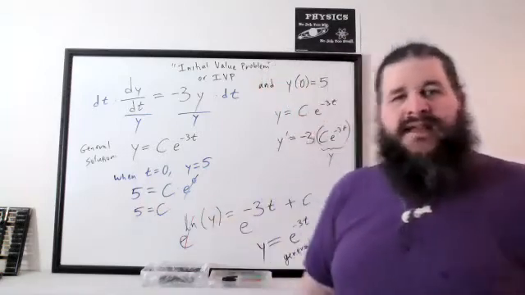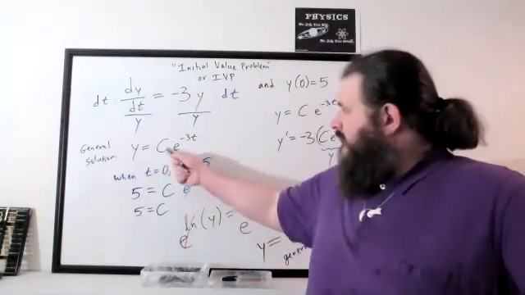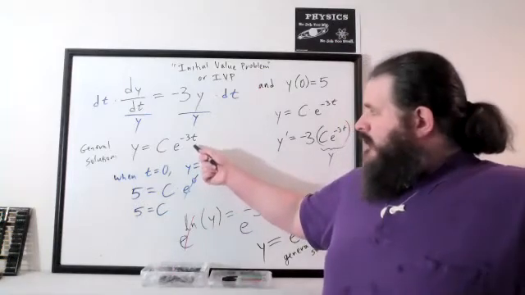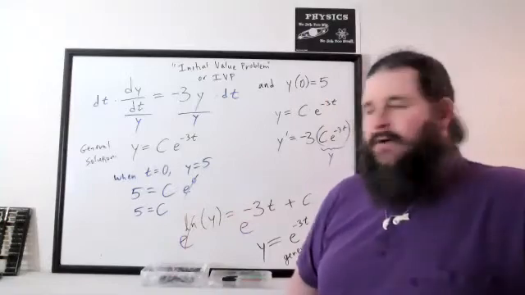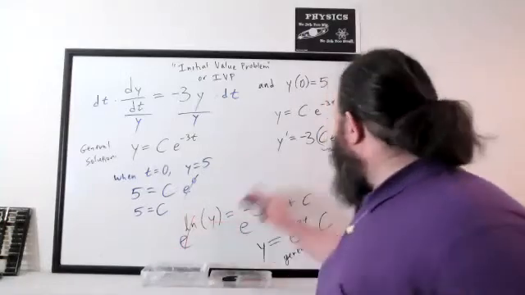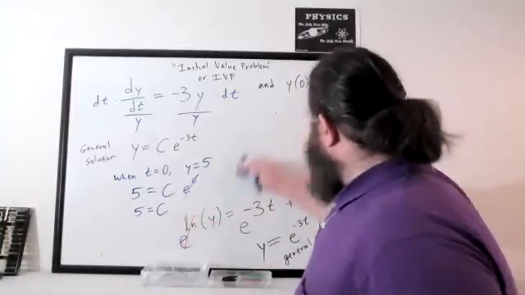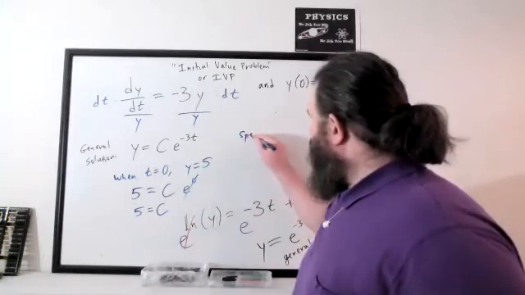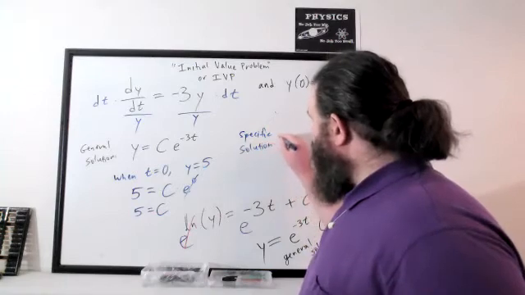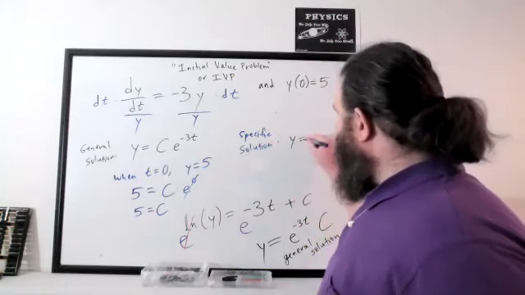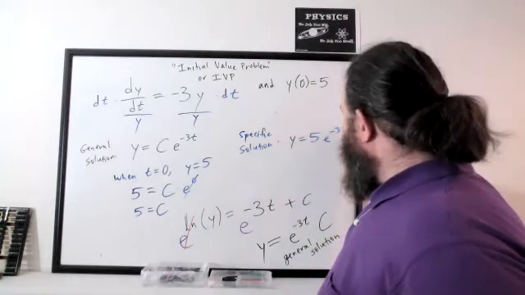And more generally, in a case like this, if you just got y equals c times e to the whatever, then the c value is just going to be the y value at time 0. So we would say the specific solution that matches these initial values is y equals 5 e to the negative 3t.